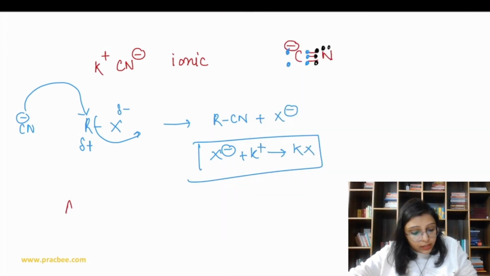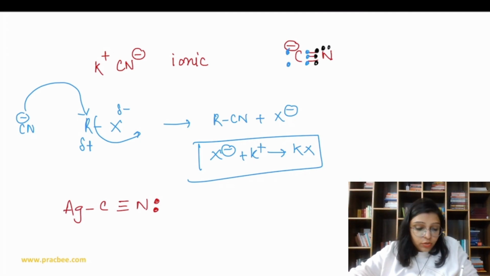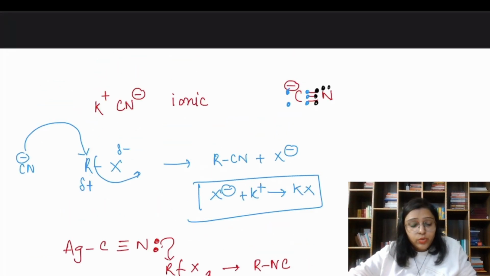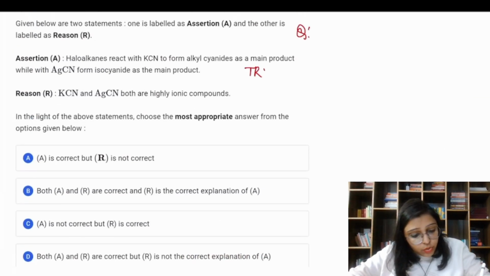Now the AgCN situation. AgCN is covalent. Now there is a lone pair on nitrogen, so nitrogen is going to act as the nucleophile. Nitrogen is going to be the donor atom. So if we have RX, nitrogen is going to attack R and X leaves, and we have RNC and then AgX. Clear? So this is going to happen. So this statement is true.